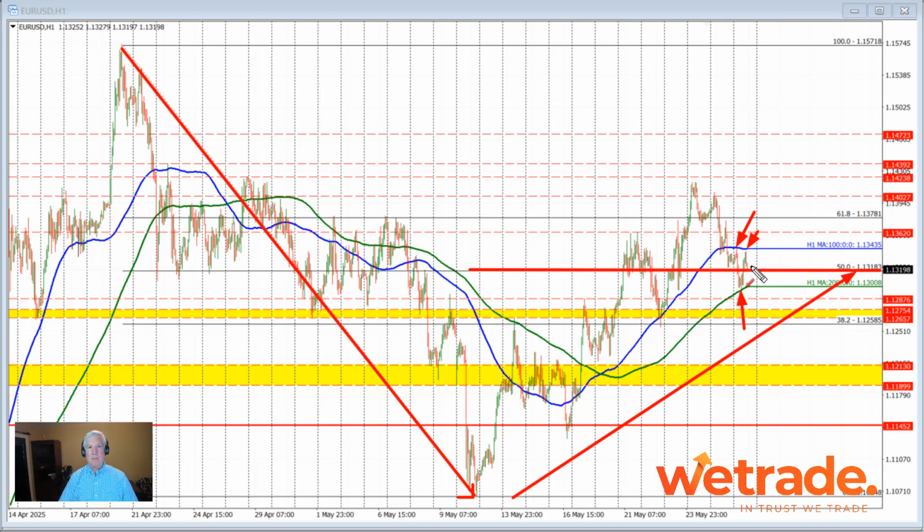So we have resistance at the 100, support at the 200, and the 50% retracement as sort of a pivot point for the euro versus US dollar traders today. Those traders who sold against the 100, bought against the 200, and sold against the 100 are doing pretty well. Those who trade in between are doing okay because the market's up and down. Let's take a look at the dollar versus yen next.